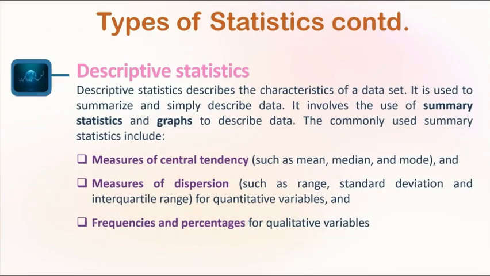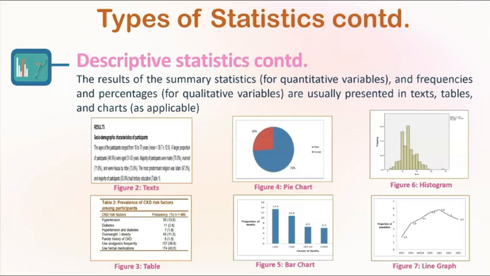Descriptive statistics describes the characteristics of a data set. It is used to summarize and simply describe data. It involves the use of summary statistics and graphs to describe data. The commonly used summary statistics include measures of central tendency, such as mean, median, and mode, measures of dispersion, such as range, standard deviation, and interquartile range, for quantitative variables, and frequencies and percentages for qualitative variables.